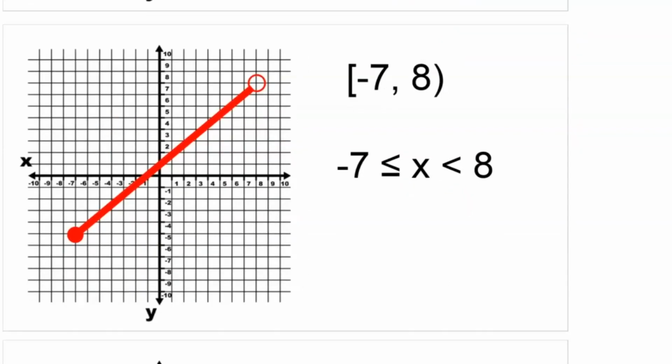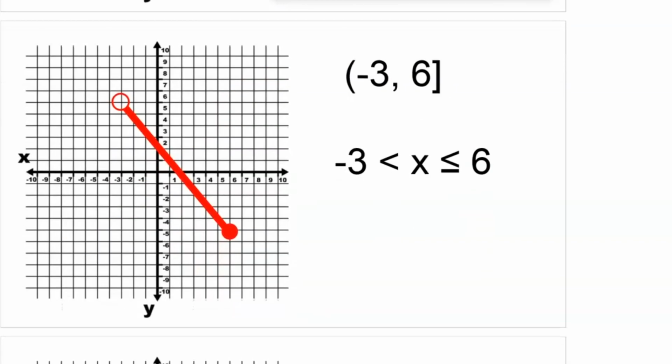Here's another example where we are stating the domain of this graph. Again, on the left side, we have a closed circle at -7. So that means x does equal -7. And then on the right side, we have an open circle at 8. So x does not equal 8. In that first example, we have the square bracket indicating that it is equal to, and then the parenthesis indicates that it does not equal 8. And same thing with those inequality signs. So it is equal to -7, it is not equal to 8.